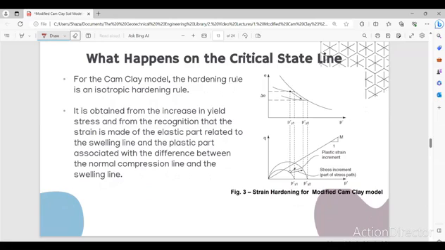Let us remember that the hardening rule is an isotropic hardening rule, as I said before, and it is obtained from the increase in yield stress and from the recognition that the strain is made of two parts: the elastic part, which is related to swelling, and the plastic part, which is where we differentiate between the normal compression line and the swelling line.